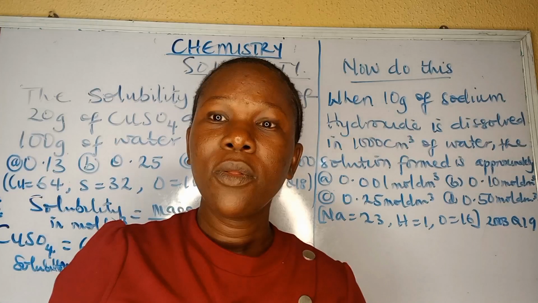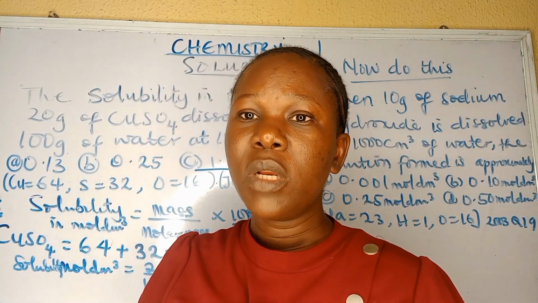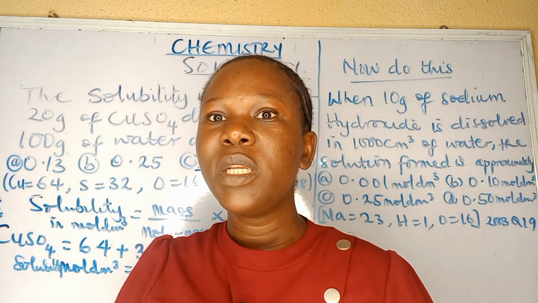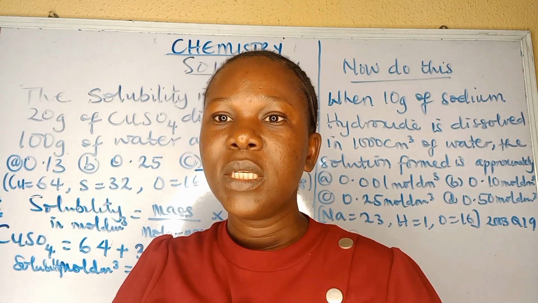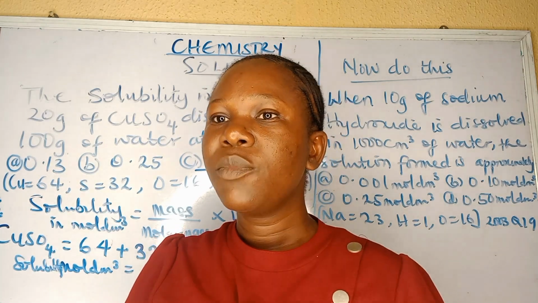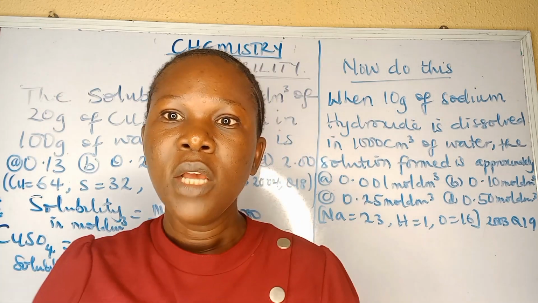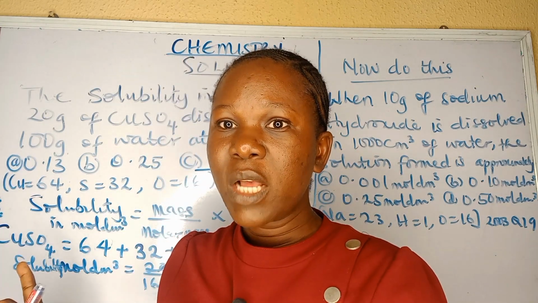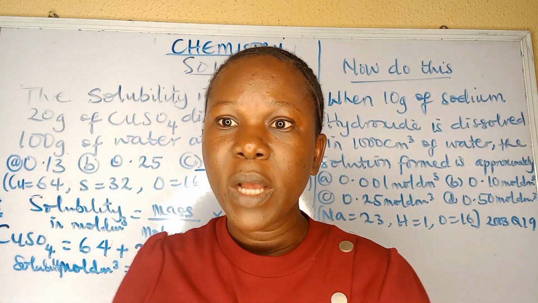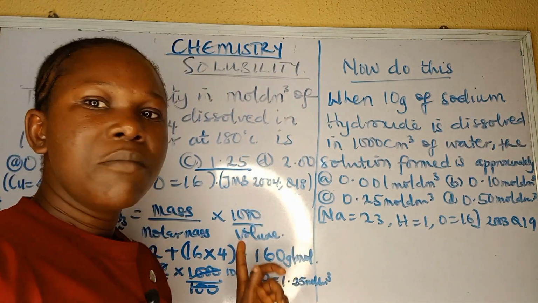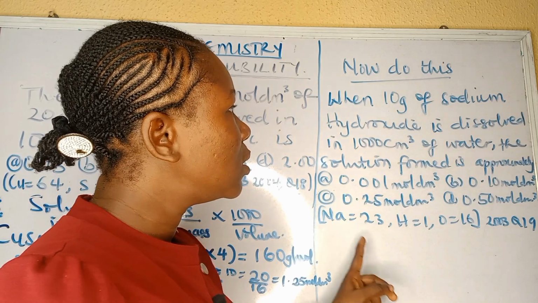Now, there are other methods or other formulas for calculating solubility. Now, if you have solubility in gram per dm cube, it is actually equal to mass over volume multiplied by 100 over 1. But in this case, we are to calculate solubility in mole per dm cube. So use the same method to work out this question.